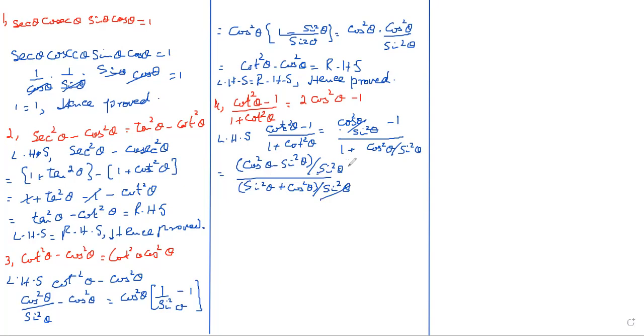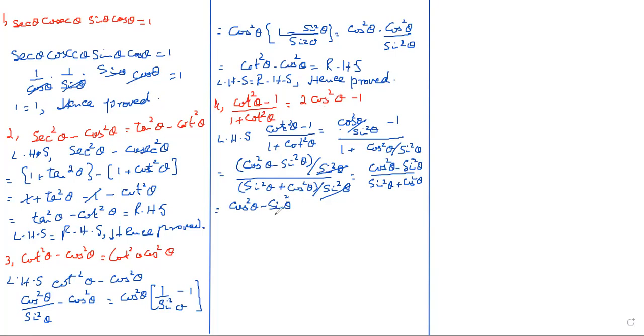And this sine square theta cancels with this, and we are left with on the numerator cosine square theta minus sine square theta divided by sine square theta plus cosine square theta, which is equal to 1. And we are left with cosine square theta minus sine square theta. We see the answer is in cosine theta only.